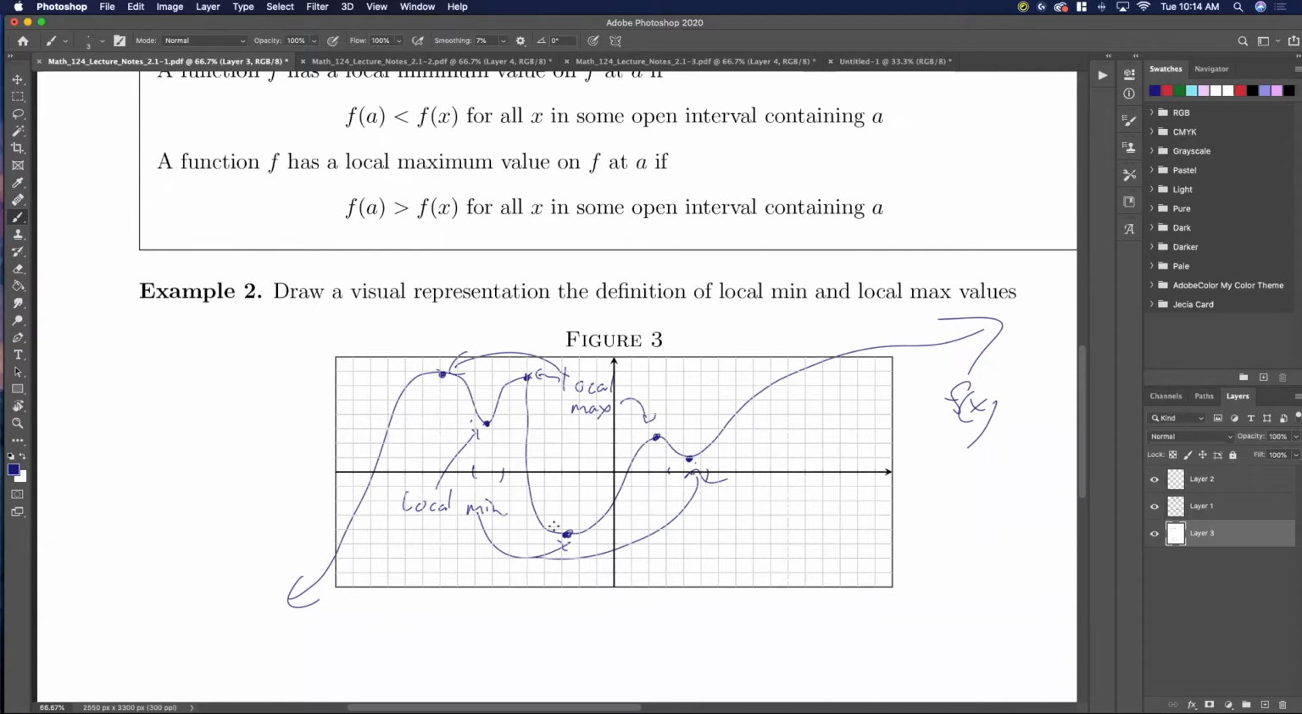Here, notice that this local minimum is not close to a global minimum. When I say global, I mean over the whole function, what's the smallest value that can occur.